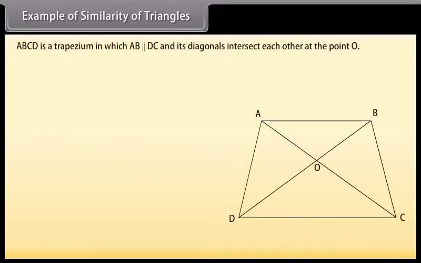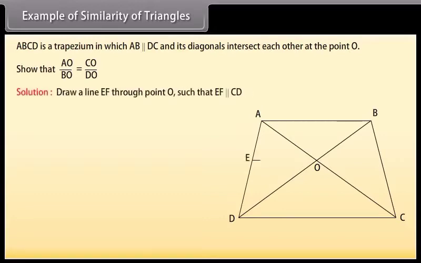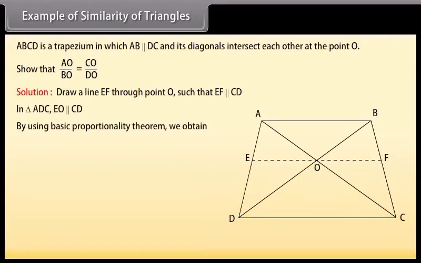ABCD is a trapezium in which AB is parallel to DC and its diagonals intersect each other at the point O. Show that AO/BO equals CO/DO. Draw a line EF through point O such that EF is parallel to CD. In triangle ADC, EO is parallel to CD. By using the basic proportionality theorem, we obtain AE/ED equals AO/OC.